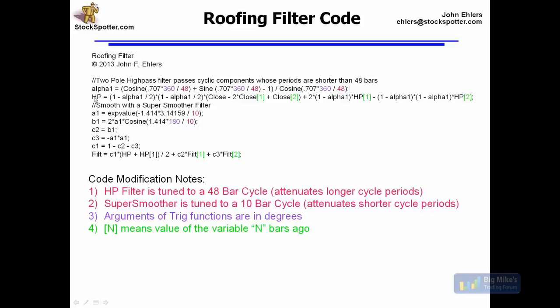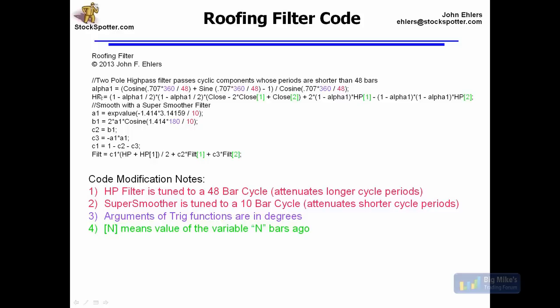So the high pass filter is the quantity (1 minus alpha 1 over 2) squared, times the quantity close today, minus 2 times the close yesterday, plus the close 2 bars ago. Plus, now here's where the 2-pole comes in, that's recursive: 2 times the quantity (1 minus alpha 1) times the value of high pass that I computed 1 bar ago, minus the quantity (1 minus alpha 1) squared times the value of high pass that I computed 2 bars ago. And I'm ignoring the startup issues. So the high pass is computed.